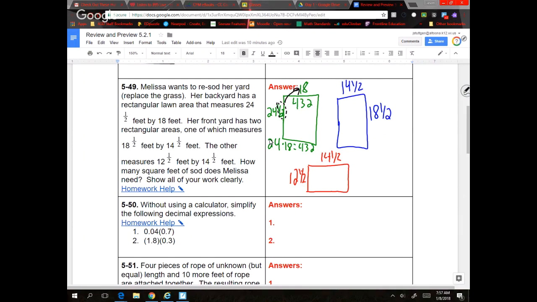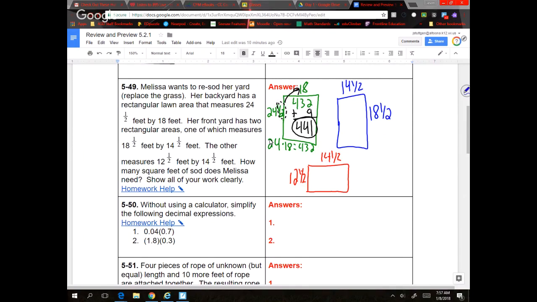I know half of 18 is 9. Or I could multiply it if I wasn't sure, 18 times 1/2. But I know half of 18 is 9. If I add those together, I get 441. That's the answer for that first rectangle. I believe that's her backyard.